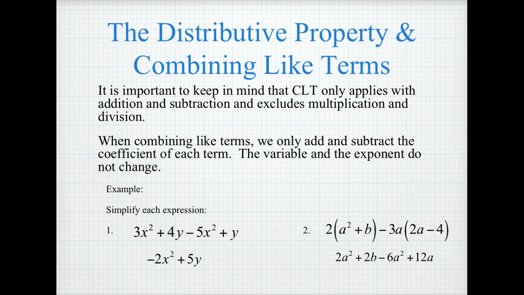Now we see there are only 2 terms that are like in this expression, and they are the terms that contain a to the second power. Combining 2 and negative 6 gives us our answer of negative 4a to the second power plus 12a plus 2b.